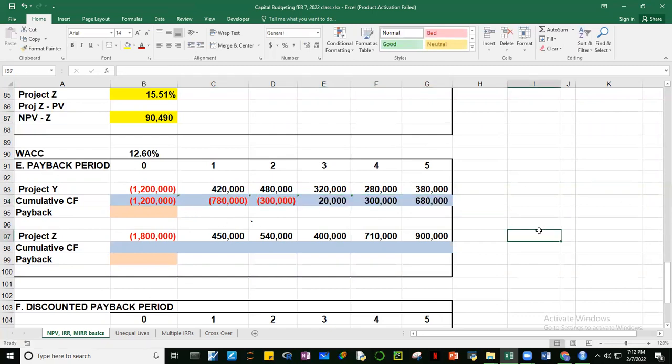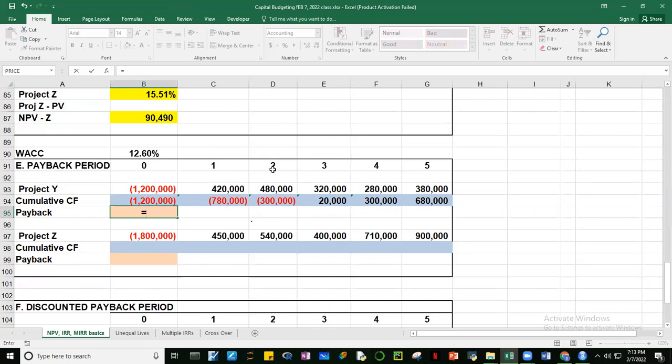So what's happening now? So 1.2 plus 420, that's negative 780. Ibig sabihin nun, may kulang pa tayong 780. Then we add again 480, negative 300. Hindi pa natin nare-recover. Kulang pa na tayo ng 300. And then sa third year, guys, since makakakuha tayo ng 320, marirecover na natin itong kulang pa na 300. Okay, so in order to compute for the payback period, we determine saan ba naging positive na yung cash flow natin. Okay, di ba dito?